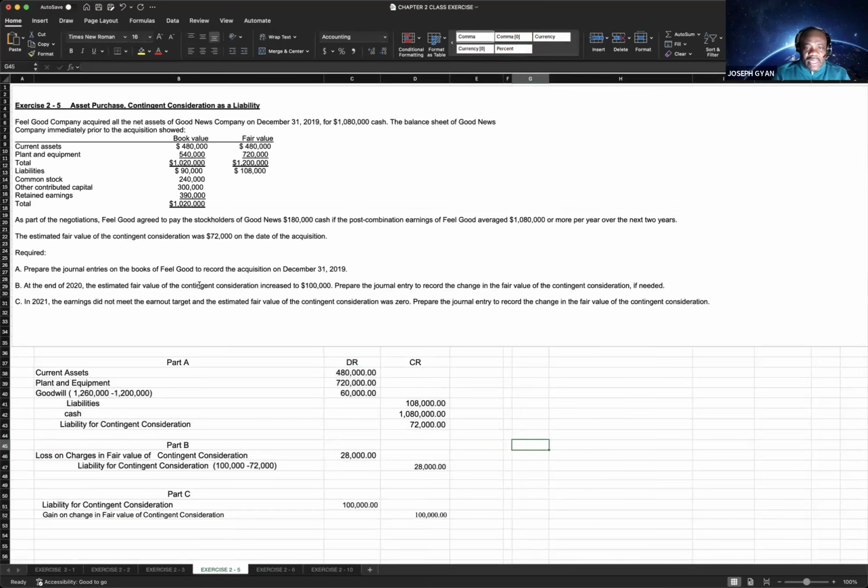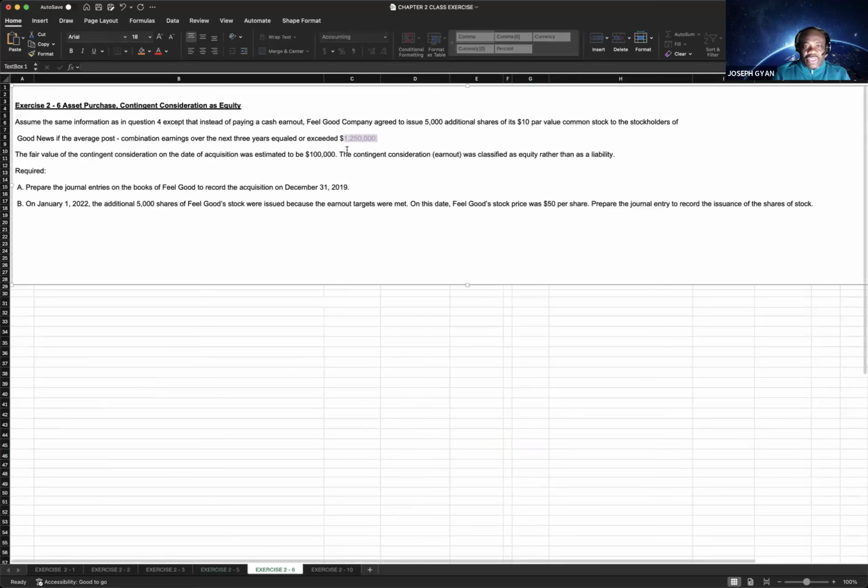So we said, wait a minute, we are not promising you this cash here. But we are promising that we will give you additional shares. We'll give you 5,000 shares if you are able to meet the 1,250,000 every year. Then we are going to give you the shares. So let's do A, prepare the journal entry.